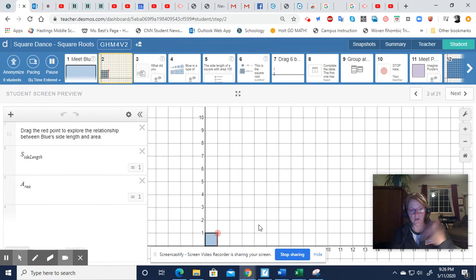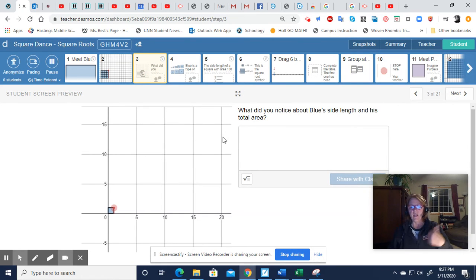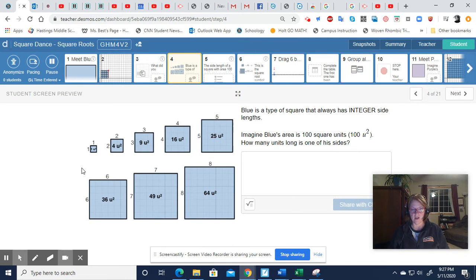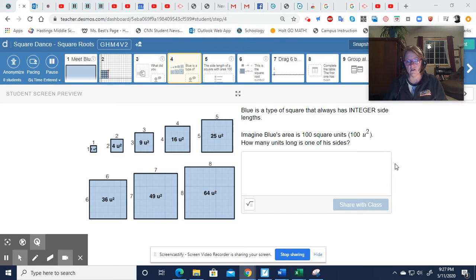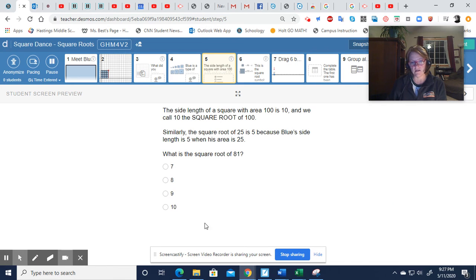On screen number 2, you're going to do some investigating. It says drag the red point and then explore the relationship between the side and the area. So play around with this. You can see how it moves around. Kind of cool beans there. In 3, it wants you to describe what you notice after you've gone through all of that. Here, it's going to ask you to do some prediction about how long each side is.